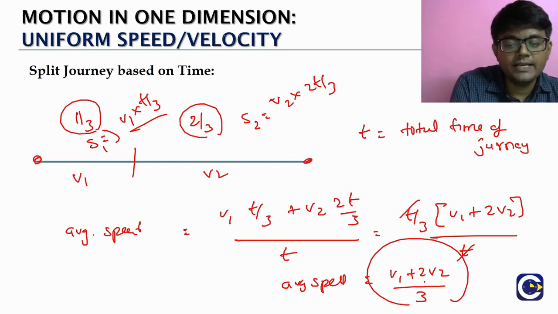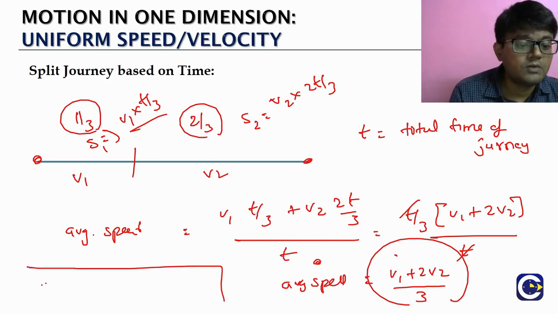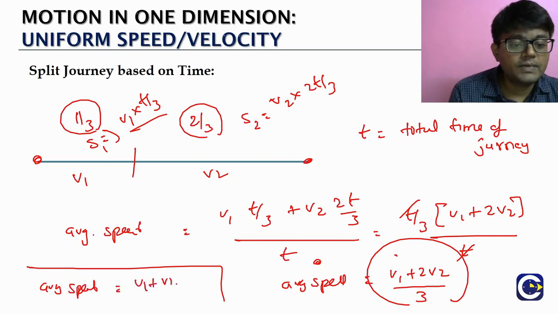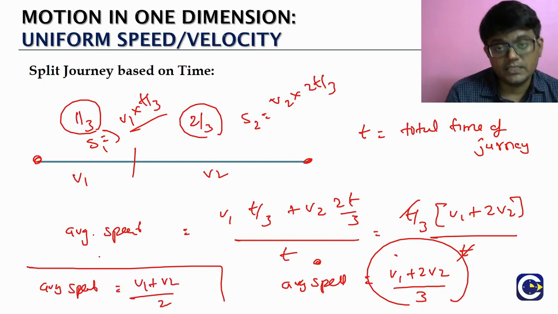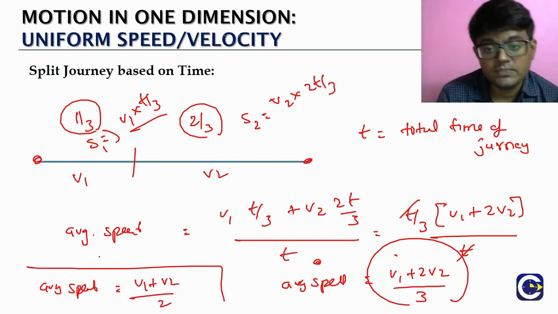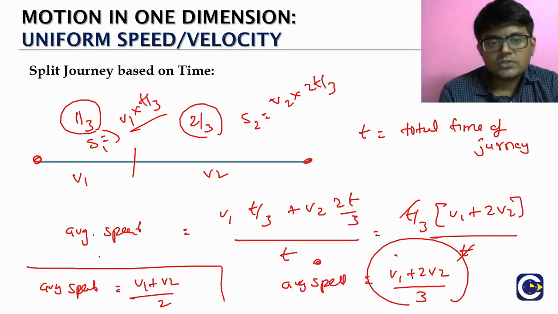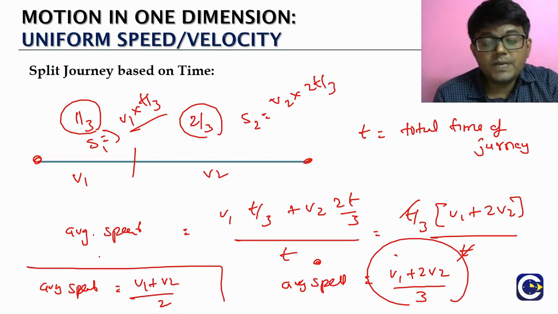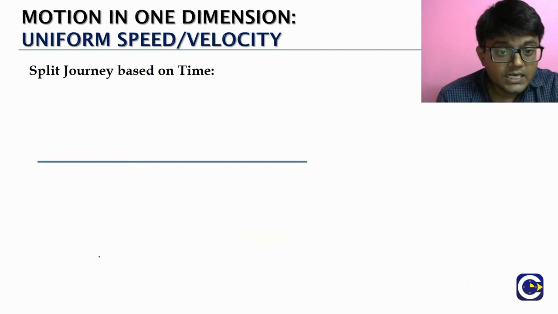In this formula, you can see we have 3 variables: average speed, v1 and v2. Same with the previous formula. What is the previous formula we got? Average speed is equal to v1 plus v2 by 2. In both formulas we have 3 variables. If 2 of the variables are given, we can find the third. Okay, so this is how we'll work out the split journey problems based on time.